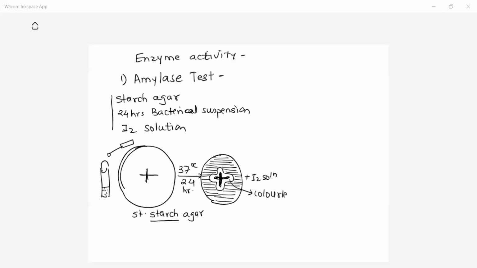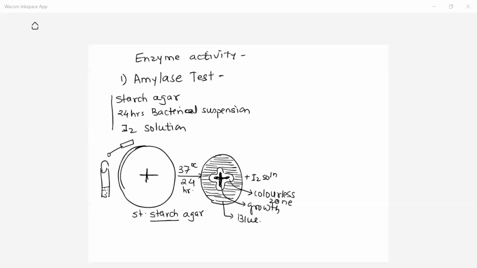So after iodine treatment, there is a colorless zone. This one is the growth of the organism, and the rest of the plate will be blue. When we get such an observation, this test is positive for amylase activity, or this is a positive amylase test. So that is a simple test called the amylase test.